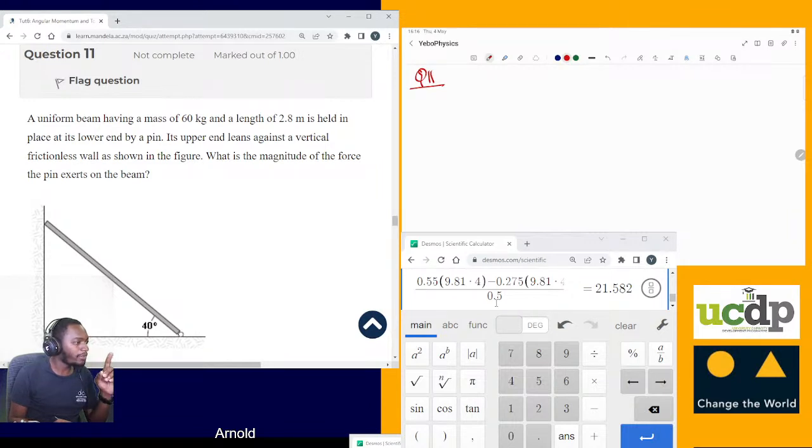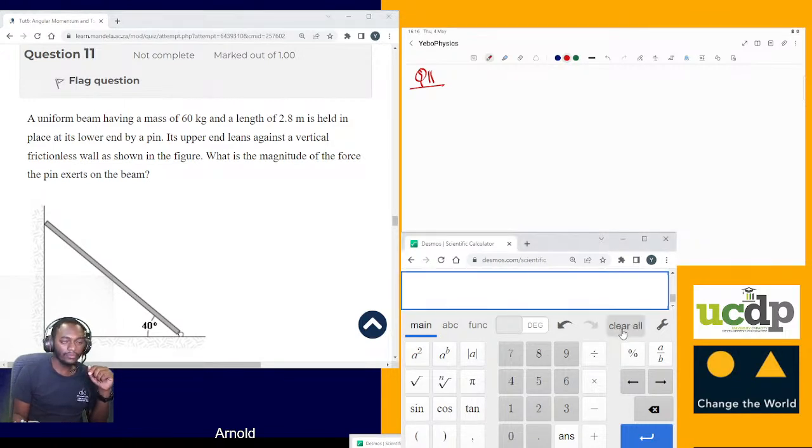Okay, it says a uniform beam having a mass of 60 kilograms and a length of 2.8 meters is held in place at its lower end by a pin. Its upper end leans against a vertical frictionless wall as shown in the figure. What is the magnitude of the force the pin exerts on the beam? So that is what we're being asked to find. Right, so let's put the sketch.